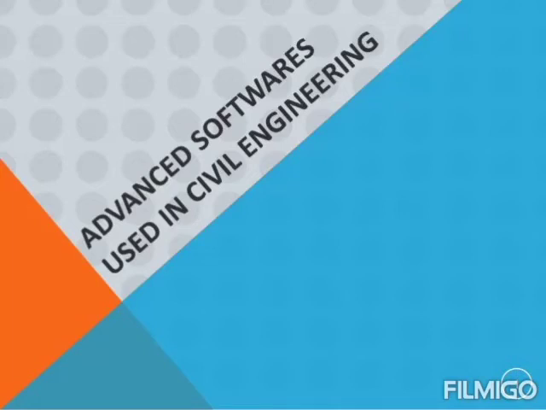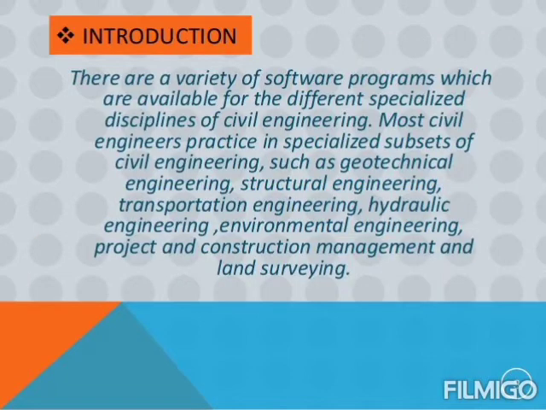So today we are going to talk about what are the essential softwares that are used in civil engineering. Introduction. There are a variety of software programs which are available for the different specialized disciplines of civil engineering. Most civil engineers practice specialized subsets of civil engineering such as geotechnical engineering, structural engineering, transportation engineering, hydraulic engineering, environmental engineering, project and construction management, and finally land surveying.